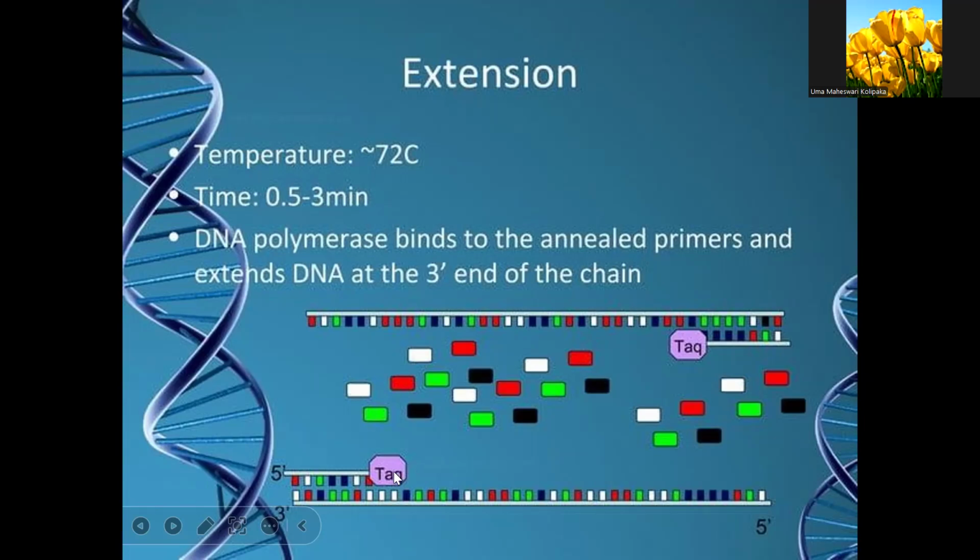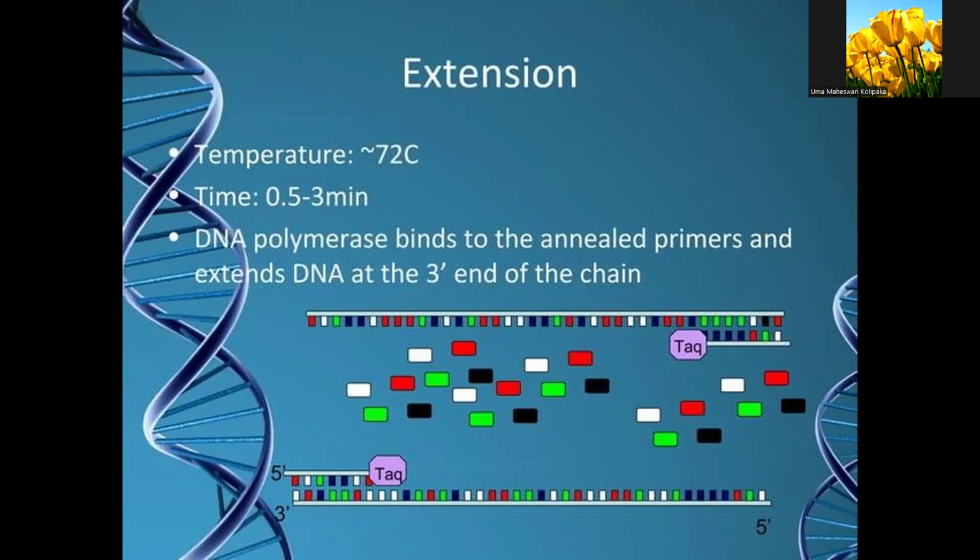So with the help of Taq polymerase enzyme, these nucleotide sequences will come and bind here, as a sequence of the primer, so that the complete strand will be formed. This requires the time of 0.5 to 3 minutes, and DNA polymerase binds to the annealed primers and extends DNA at the 3' end of the chain. So basically, we know 3' to 5' end, 5' to 3' end, these two are complementary to each other. These are all very basics. I hope you are aware of this.